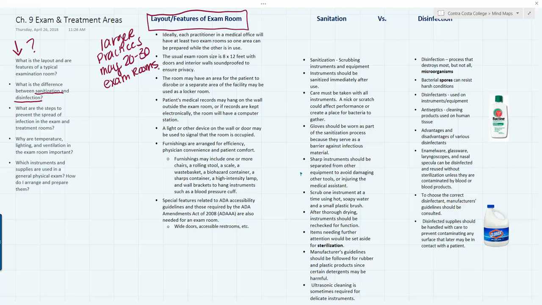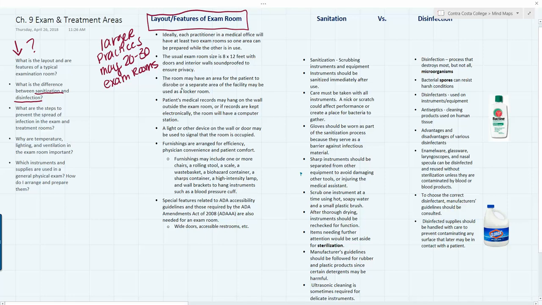So the typical exam room size is about 8 by 12 feet, and the doors and the interior walls are soundproofed to help ensure privacy. Because it's no fun when everybody in the next room over can hear all of your medical information being discussed with the provider because the walls are very thin. So most walls now in medical offices are somewhat soundproofed to help with HIPAA compliance and protecting patient privacy.